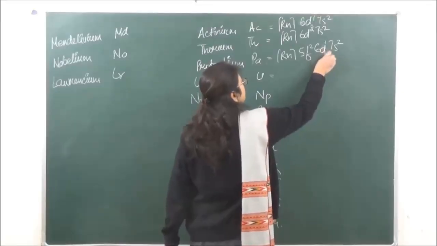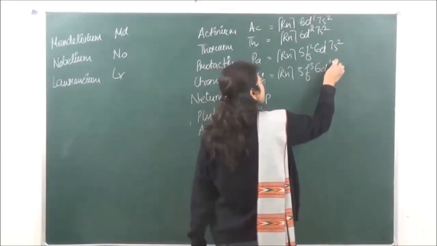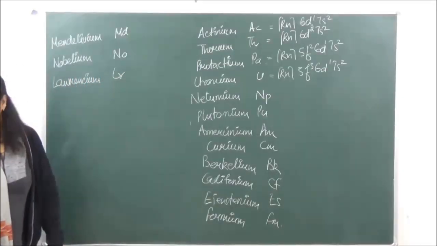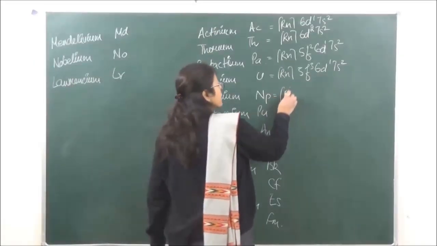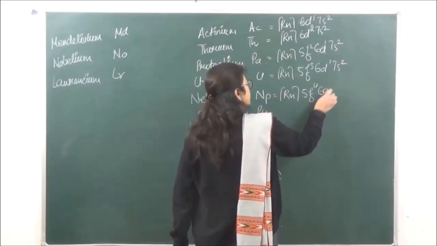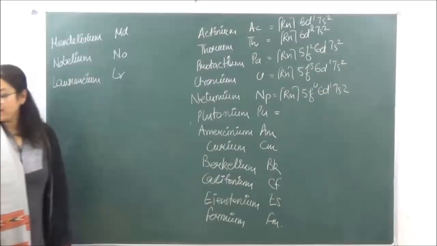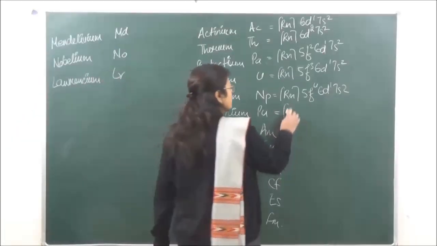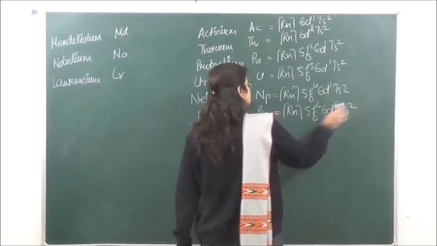Then in uranium, we are going to have 5f3. Here 6d is formed. So 5f3, 6d1, 7s2. Okay? Then we come to neptunium. In neptunium there is going to be 5f4. So we have radon, 5f4, 6d1, 7s2. Then the next one is plutonium. In case of plutonium, we are going to have radon 5f6, 6d0, 7s2.